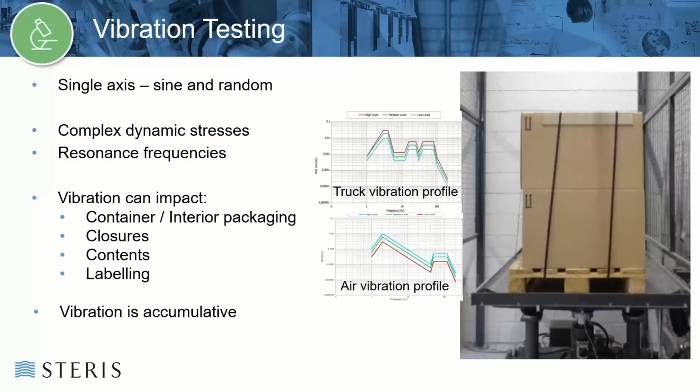The next stage of the sequence is the vibration test. This vibration test is made to simulate, again, the type of shipping that your product expects to see. You can see a couple different vibration profiles here for a truck delivery versus an air delivery.